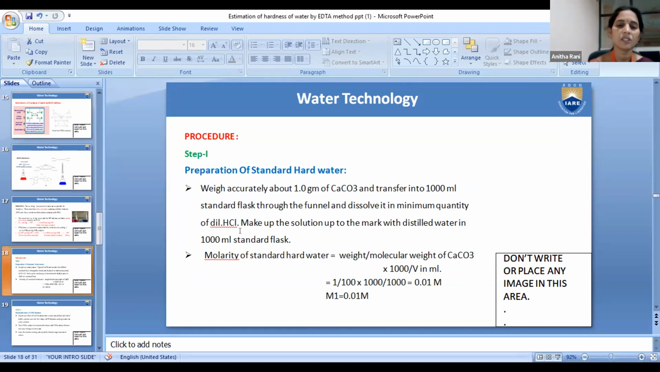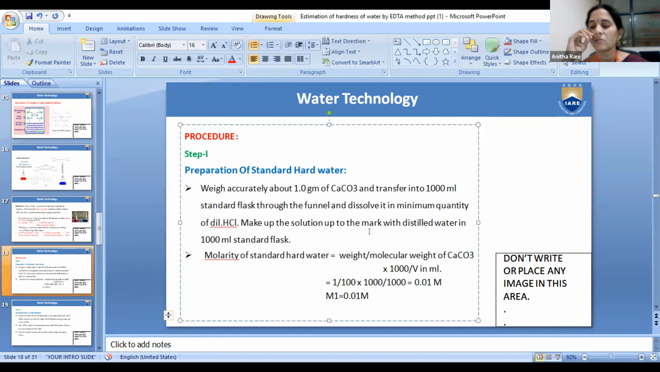Here we write one. So you can see here, make up the solution up to the mark, means up to the mark you have to add distilled water, and you can prepare 1000 ml calcium carbonate solution, that is called standard hard water. Preparation of standard hard water is nothing but preparing the calcium carbonate solution.